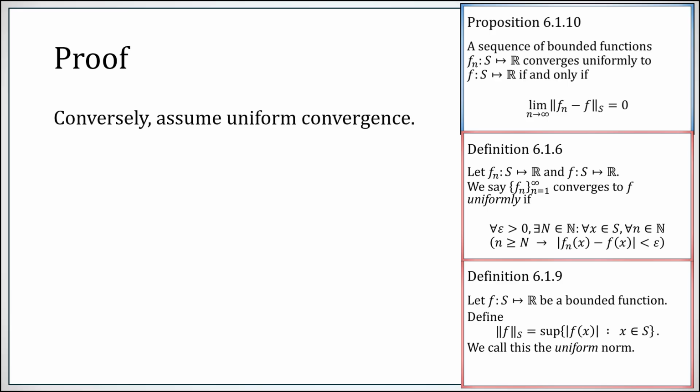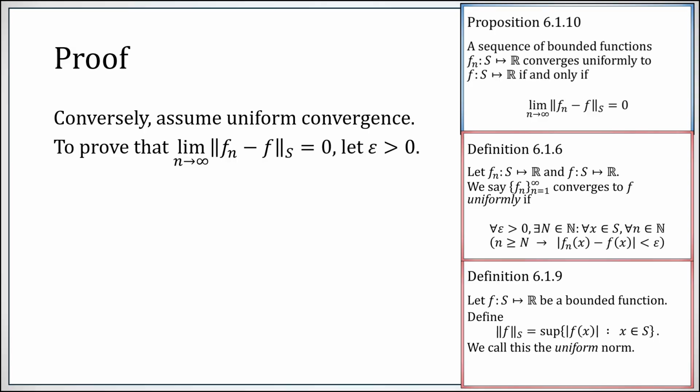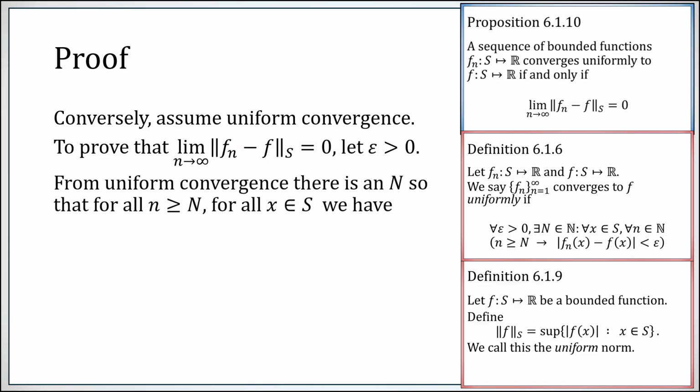Let's look at the other direction. Let's assume that fn is converging to f uniformly. We now want to prove that the sequence of sup norms converges to 0. So now we're just trying to show that a sequence converges to 0. So let epsilon be positive. We need to find some cutoff index related to this sequence, but from uniform convergence, we do get a cutoff index capital N. So for all little n past that point and all x in the set, we end up with this absolute value being less than epsilon over 2.